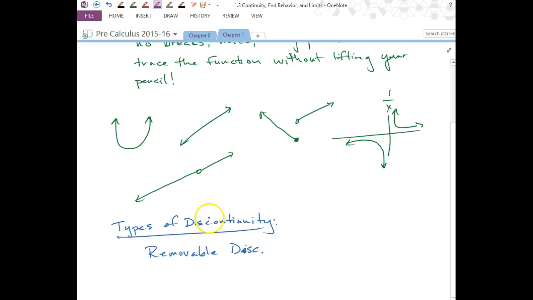I'm just going to abbreviate that. Okay, so a removable discontinuity is when you see a hole. The idea is if I took the hole out, it would still look continuous. That's how I remember. Okay, versus non-removable.